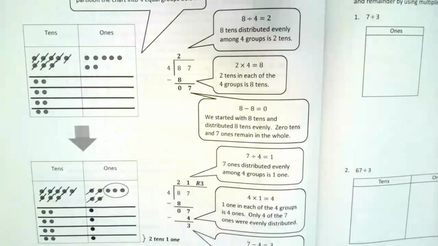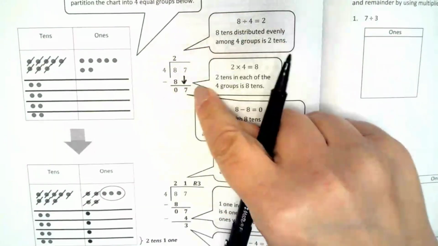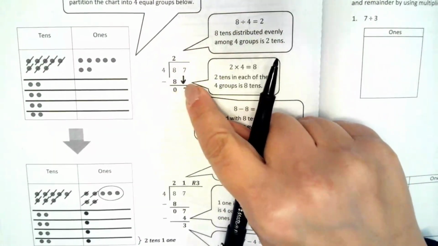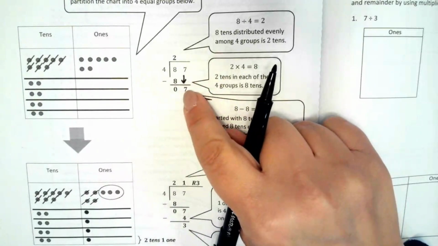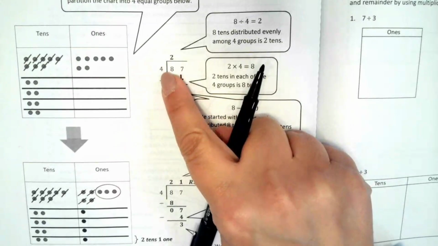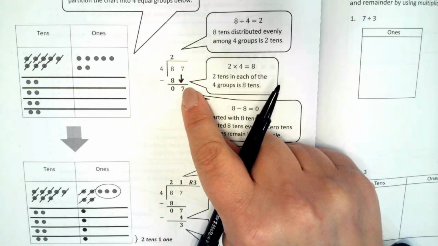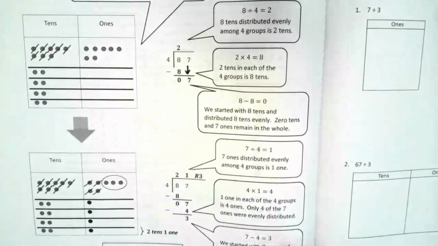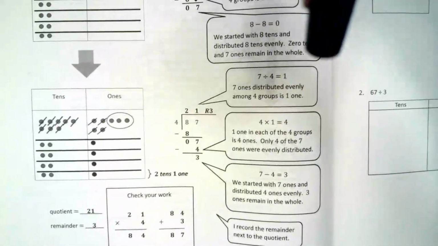And then we have to bring down the 7. So there are 7 ones for the next step. 7 cannot be the remainder because the remainder cannot be greater than the divisor. 7 is more than 4, so that means we're not done. We need to do another step. So let's look down here at the next step of the division problem.